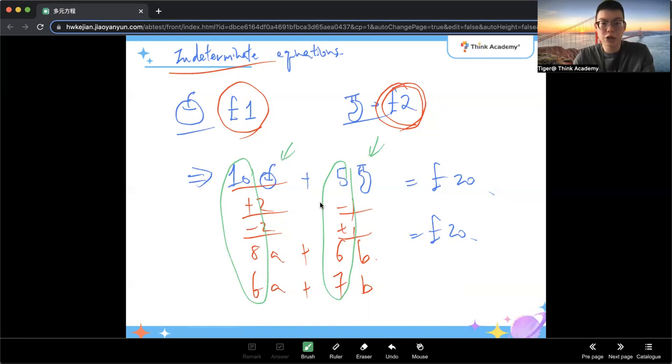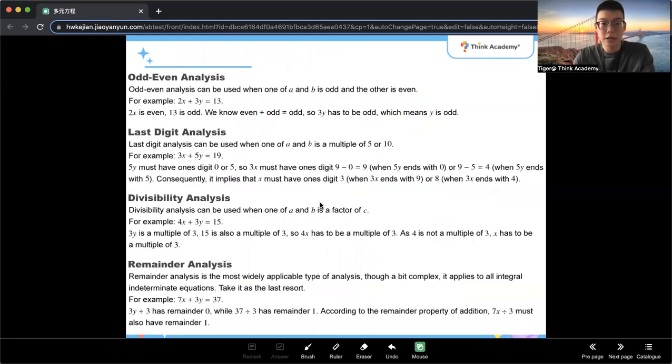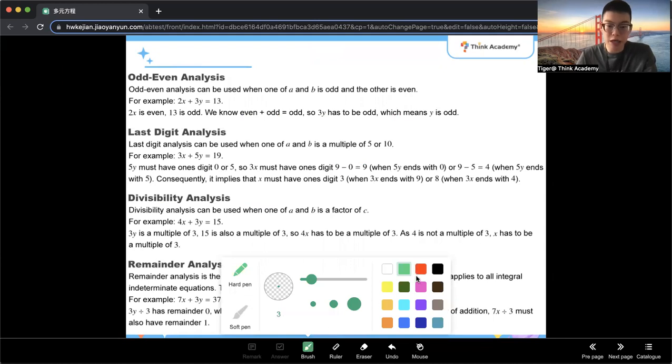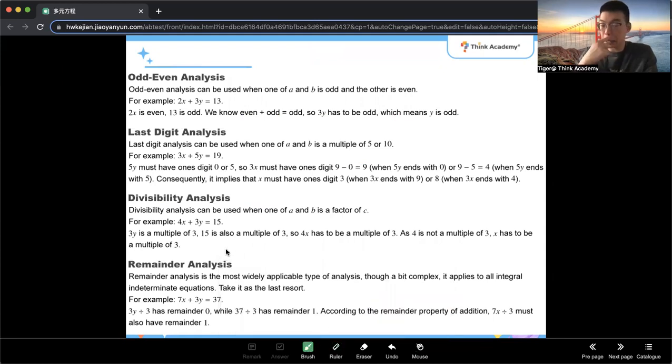But when you're actually looking at these questions, you will see that we have 4 different kinds of analysis helping us to find the first set of solutions. Which analysis you use depends on the property of the equation. All right.